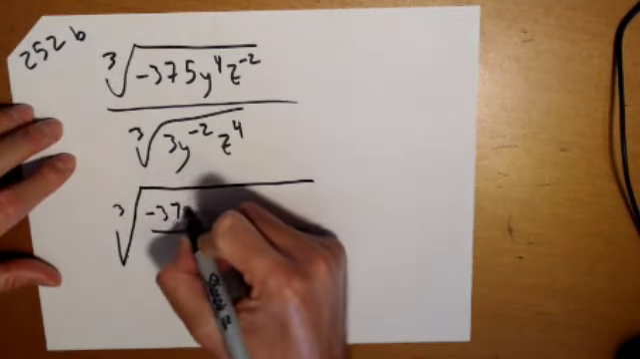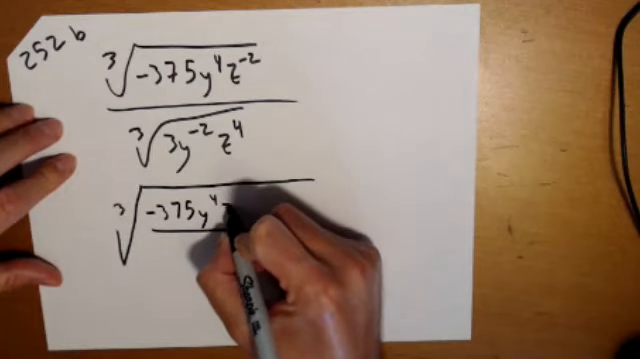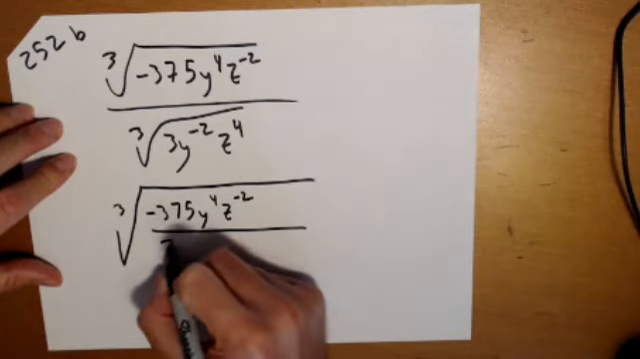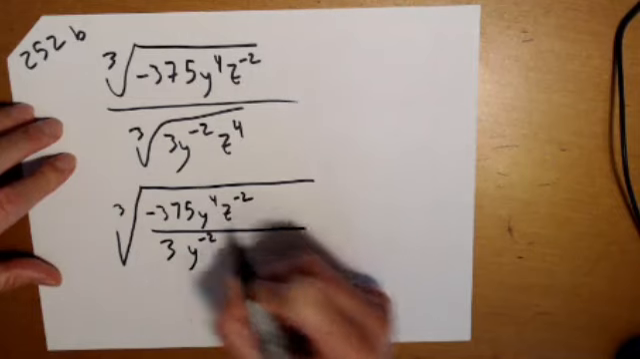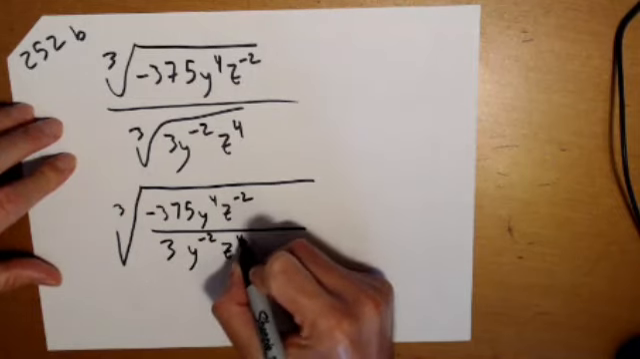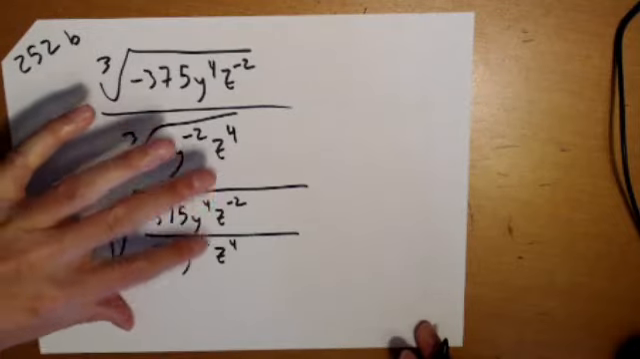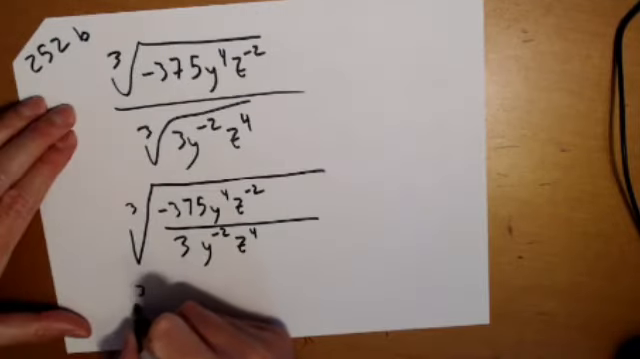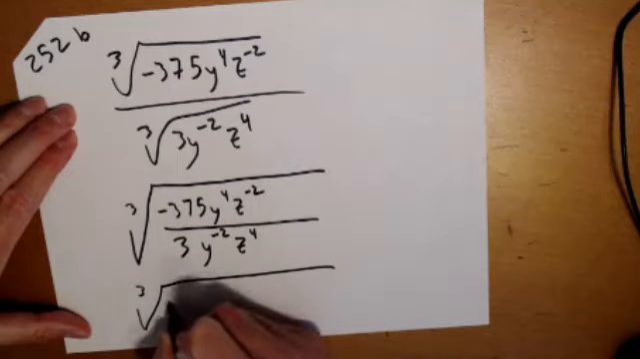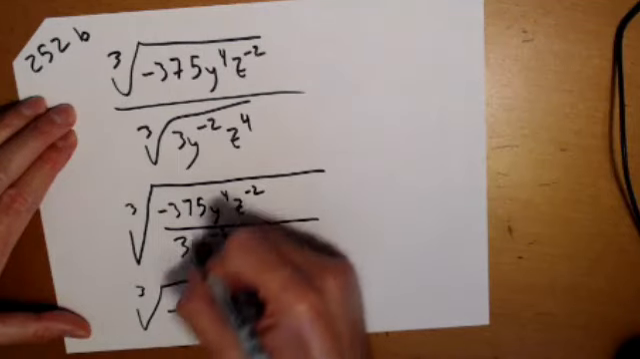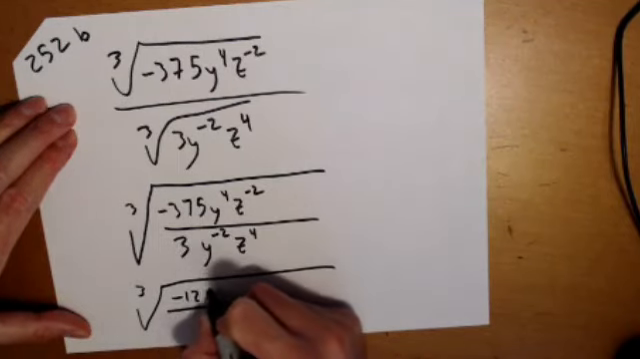Negative 375, y to the 4th, z to the negative 2, all over 3, y to the minus 2, z to the 4. Yeah, this is what the book would do. So we have a fraction, and now we can clean things up. This is the cube root of, let's see, 375 over 3 is negative 125.